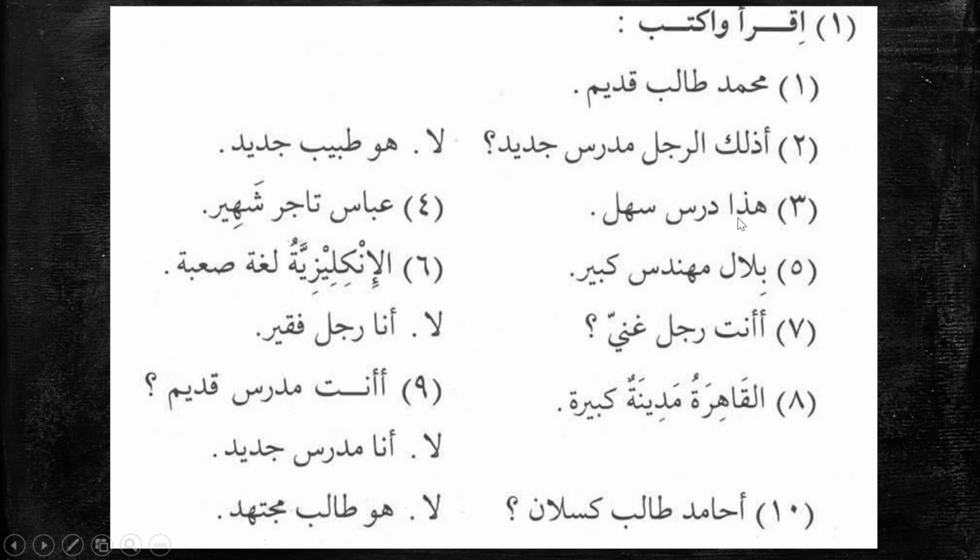Number 3, where's the tabi' here? The tabi' here is sahal. Dars cannot be a tabi' for hada because dars is general while hada is specific. So they don't agree in specificity. But sahal is general just like dars, and they agree in everything else. So this is the tabi'.